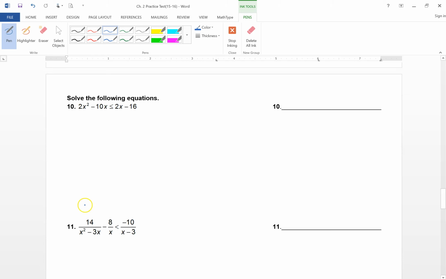Okay. So here we're going to move everything to the left side. And we get 2x squared minus 10x minus 12x plus 16, less than or equal to 0. We factor out a 2. The 16 moves over. I'm subtracting 2x and adding 16. So x squared minus 6x plus 8, less than or equal to 0.